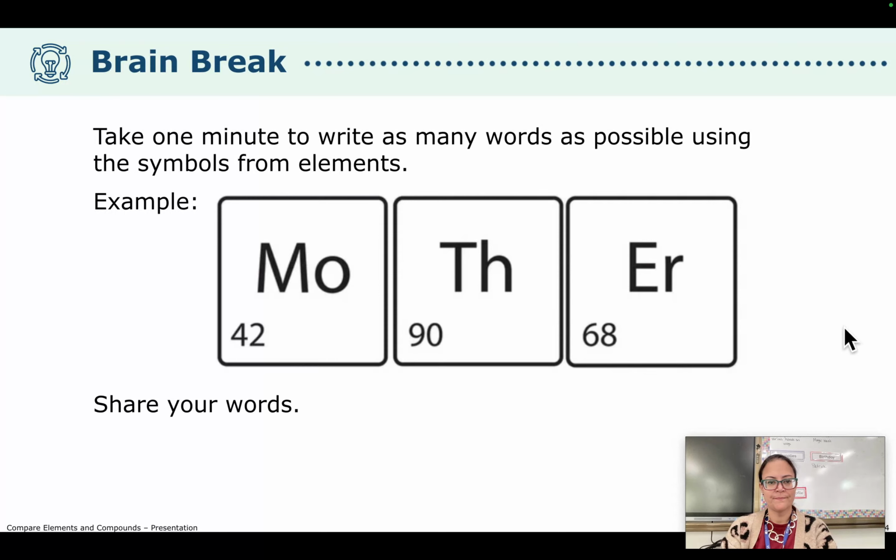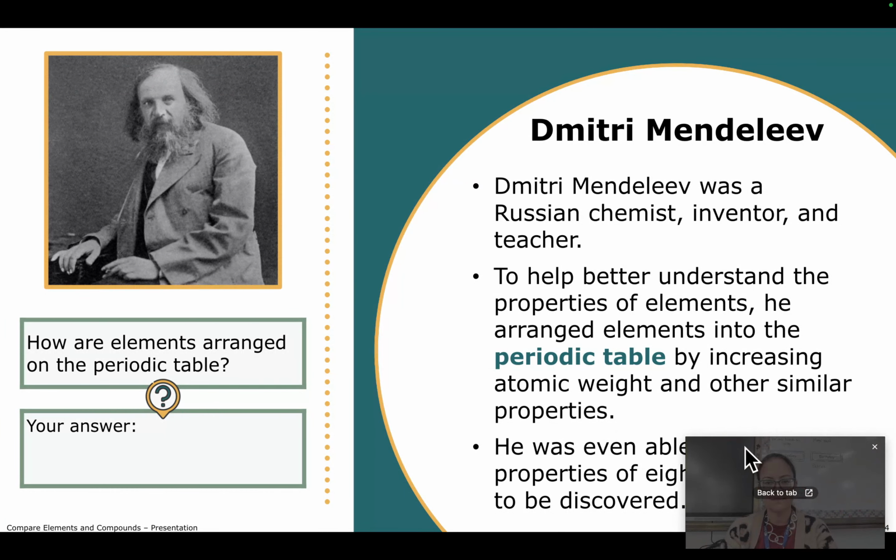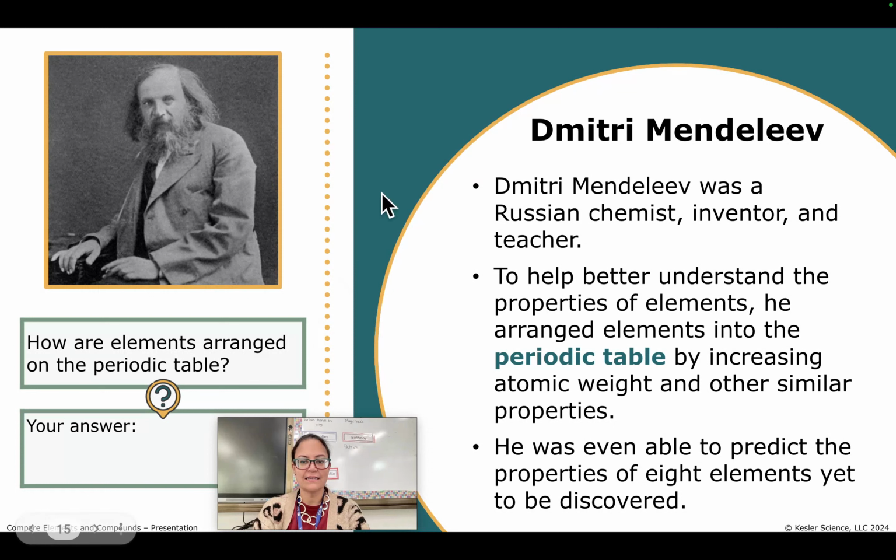I'll have to check. All right, let's talk about Dmitri Mendeleev. He is kind of a big deal. He's not as big a deal as Newton, but he's still pretty important. Dmitri Mendeleev was a Russian chemist, inventor, and teacher. To help better understand the properties of elements, he arranged the elements into the periodic table. He's the reason why we have periodic tables posted on our walls. He arranged them by increasing atomic weight and other similar properties. He was even able to predict the properties of 8 elements yet to be discovered.